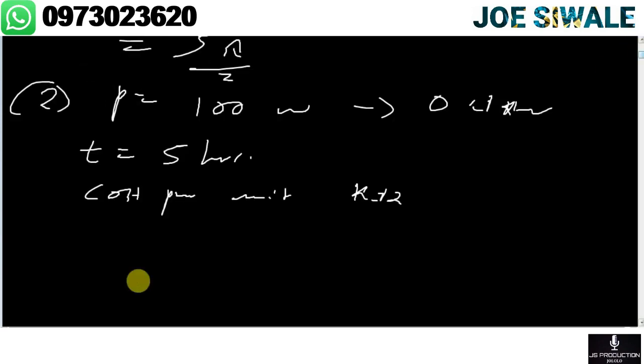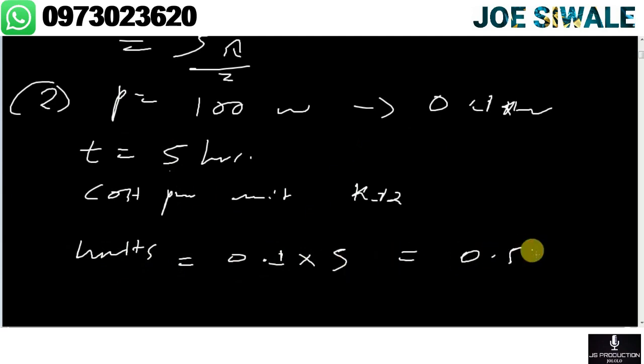Our units here are power multiplied by time. Power is supposed to be in kilowatts, so 0.1 kilowatts multiplied by 5. Our answer is going to be 0.5 kilowatt hours. Since we have that, we can calculate the cost. Cost is equal to cost per unit, which is 12, multiplied by the units, 0.5. If you do your multiplication there, the answer is going to be 6 kwacha.